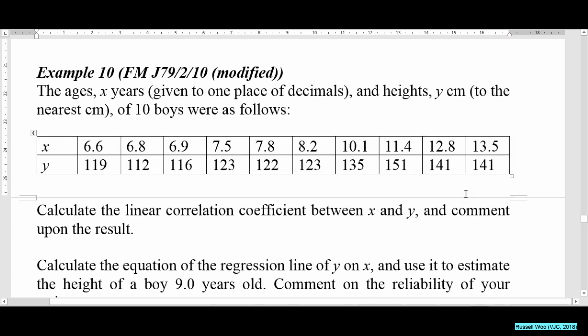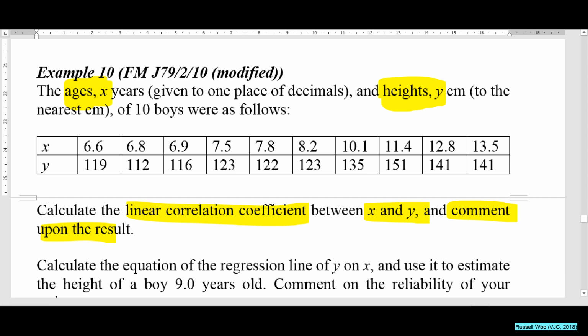Example 10. Let's take a look at this. The age is x, the height is y. Calculate the linear correlation coefficient between x and y and comment upon the result. Now, this is printed for you. I think it's quite easy. I don't think it's necessary for me to let you copy.